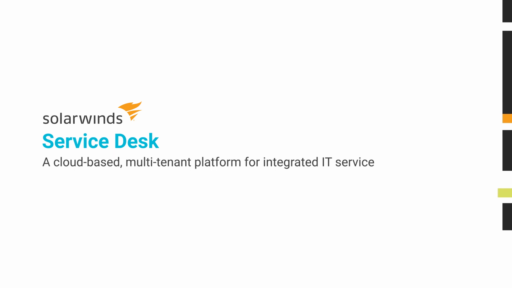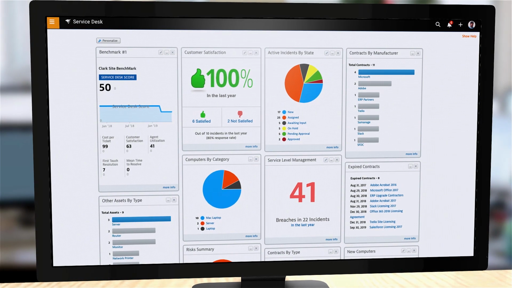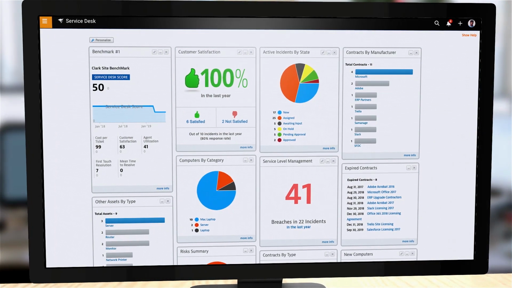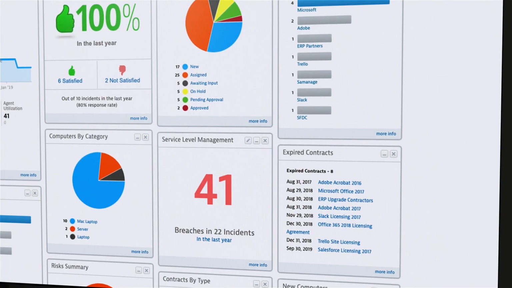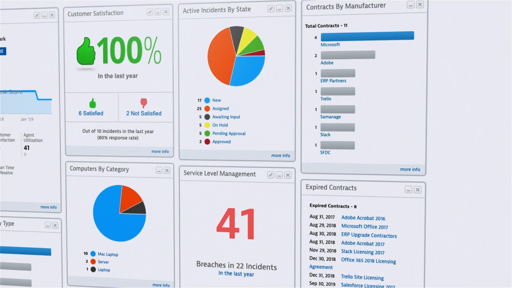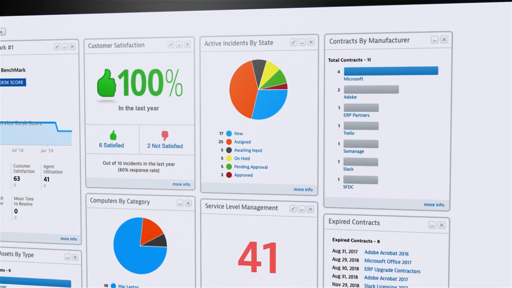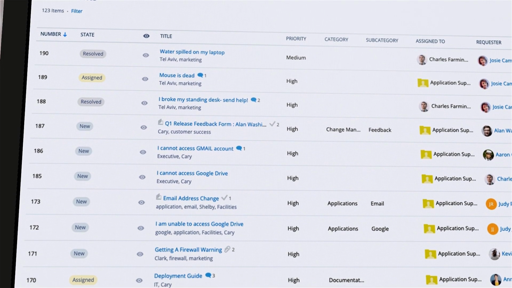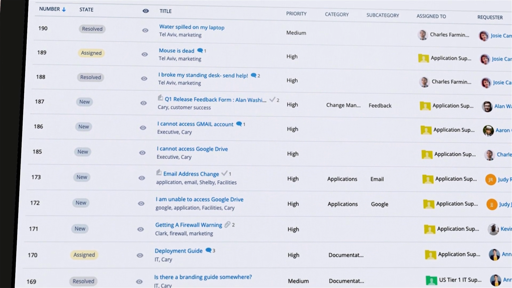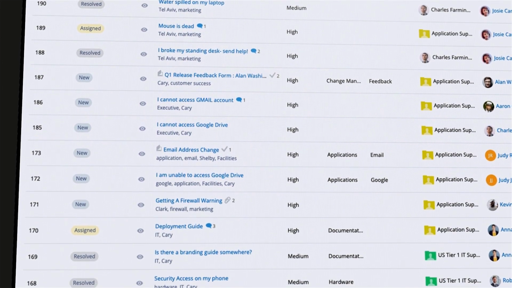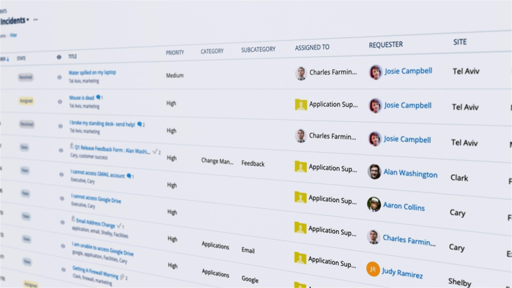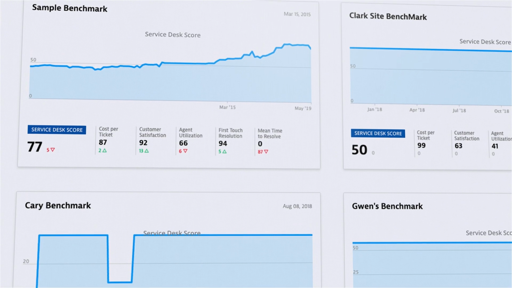SolarWinds Service Desk is a cloud-based ITIL-ready solution with fully integrated asset management and service management. It's a multi-tenant SaaS platform, which means you're always working with the latest version. Built by ITSM pros, Service Desk can streamline standard service delivery for day-to-day incidents by routing tickets to the correct teams, identifying priority issues, and helping your teams deliver faster, more effective solutions.